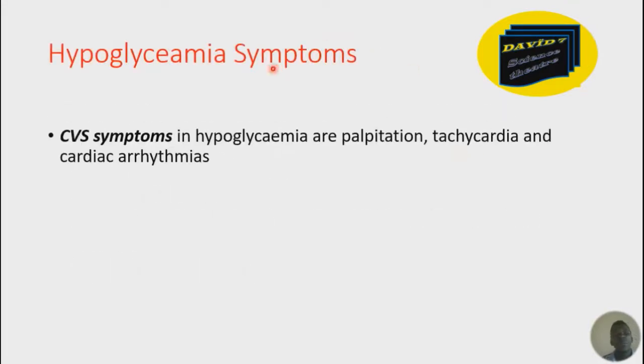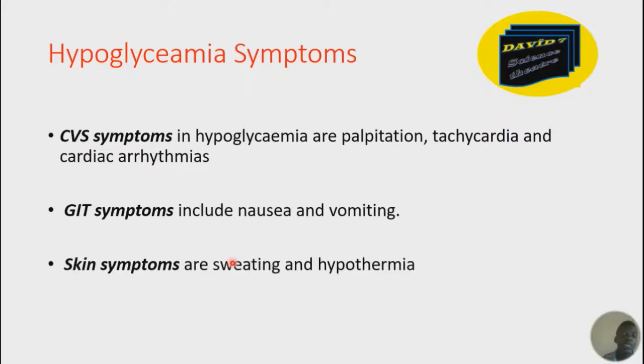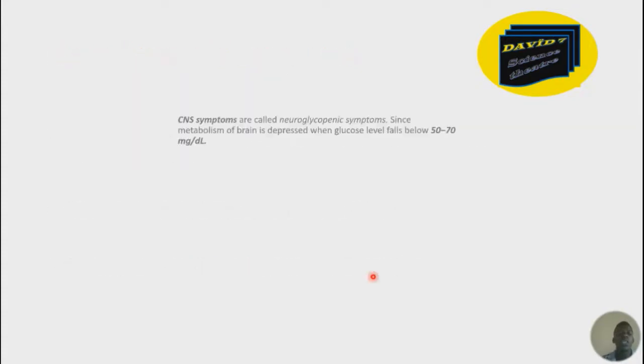Okay. Hypoglycemia symptoms. One, we have symptoms of the cardiovascular system. These will include palpitations, tachycardia, and cardiac arrhythmias. Those are symptoms they will ask you. Two, we have symptoms in the gastrointestinal tract, which will include nausea and vomiting. You know the vomiting center is activated. Yes, you get vomiting and nausea, the urge to vomit. Skin symptoms: you'll be sweating and you have hypothermia, that is, low temperature of the skin.